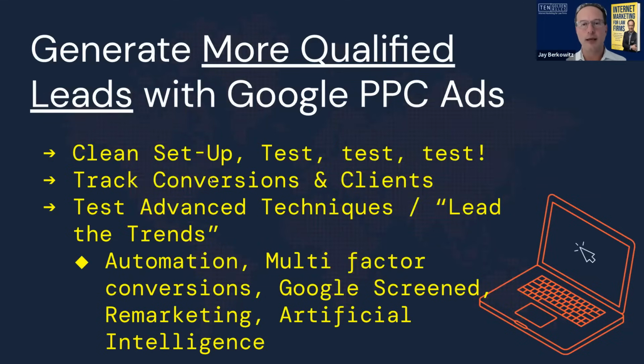We're going to track conversions, and we're going to track clients, and we're going to know our math. Like I've said it once, I've said it a dozen times today: know your cost per lead, know your cost per signed client. Test some advanced techniques, and we talked about the lead to trends opportunity. Some of the advanced things are things like the local service ads. Maybe you want to get into some Amazon testing or some TikTok testing, or set up your Bing campaign. We talked about automation, multi-factor conversions, remarketing, and probably playing around with some of the artificial intelligence in Google, the automated bidding and the automated campaigns.